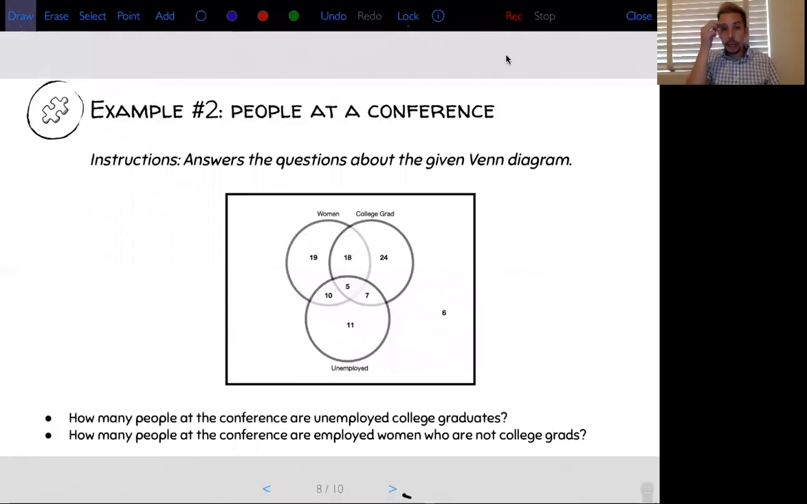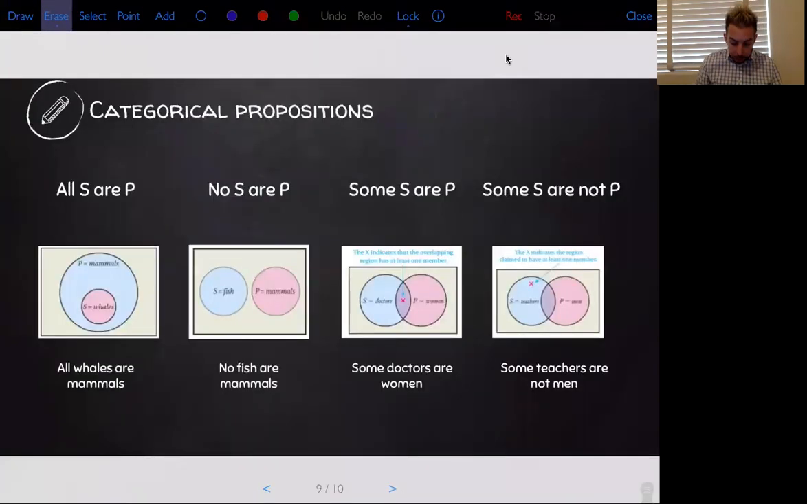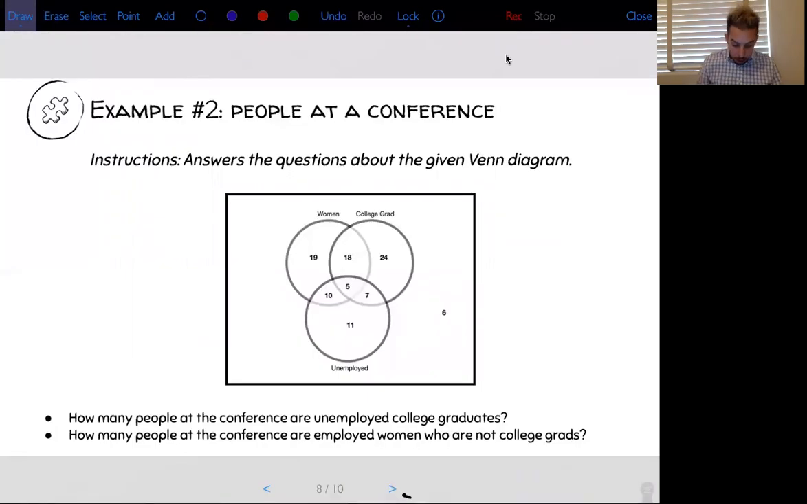And these are all different people at a conference right now. So we have a couple questions that we want to answer about that. If you would like to stop the video and work on it for yourself and then check your answer, I totally understand. The 2 questions that are asked are, how many people at the conference are unemployed college graduates? And then how many people at the conference are employed women who are not college graduates?